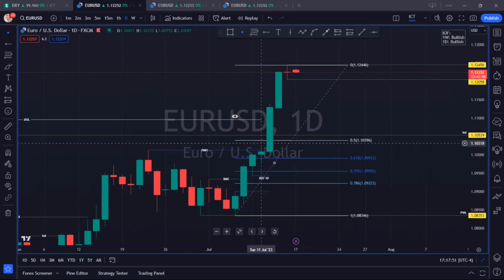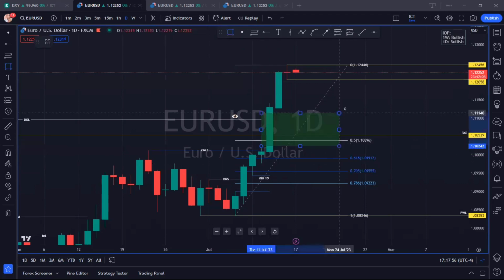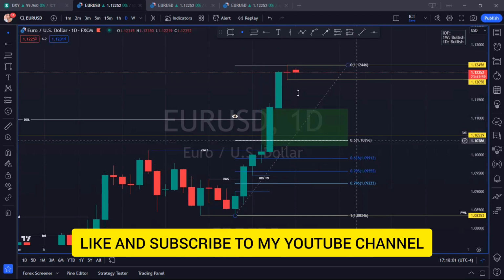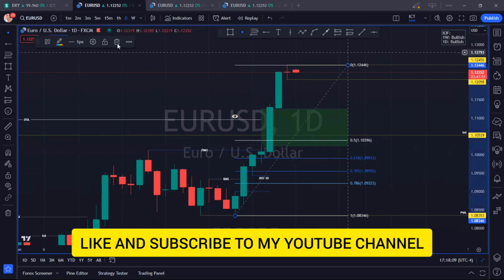Close. My battery is low, guys. Or this. Okay. But at least I want price to reach into the equilibrium level, at least 50% of this range, for a retracement before a continuation to the upside, if price wants to continue to the upside. And the confirmation is what?